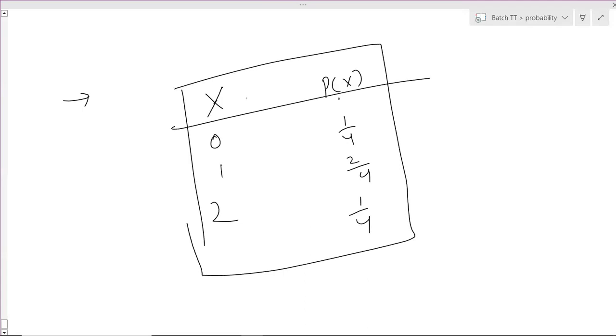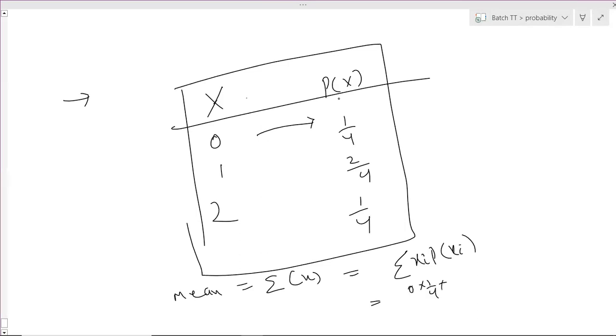How to find mean? Mean we have already seen. The formula is to multiply these two, right? Summation of xi and p of xi. So 0 into 1 by 4 plus 1 into 2 by 4 plus 2 into 1 by 4. All right, Alan? Yes, sir. So expectation is 1.